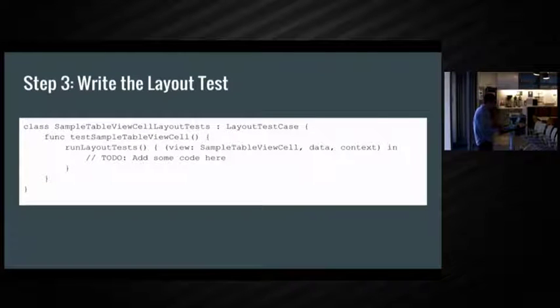The last thing we need to do is write the actual layout test. So first we subclass layout test case, and then we write a test and call run layout tests. Swift's going to use type inference to know that we're going to test a sample table view cell here. And then we have this closure. I'm actually going to leave this blank for now, because even without writing any additional code, we're still going to get some value from this test.